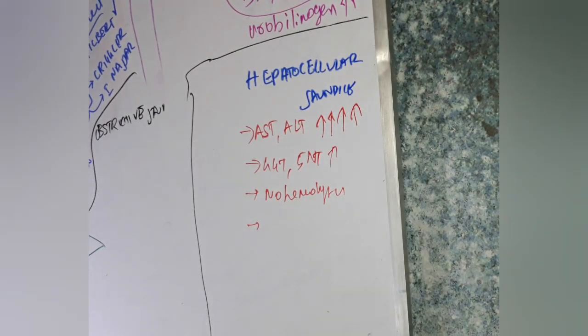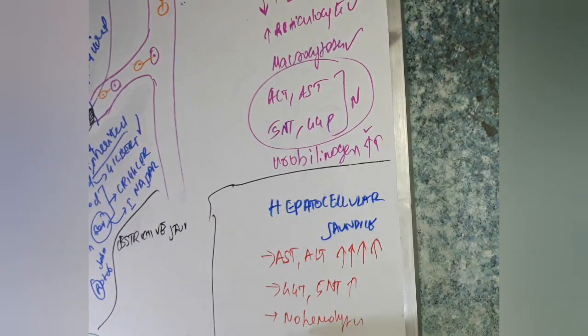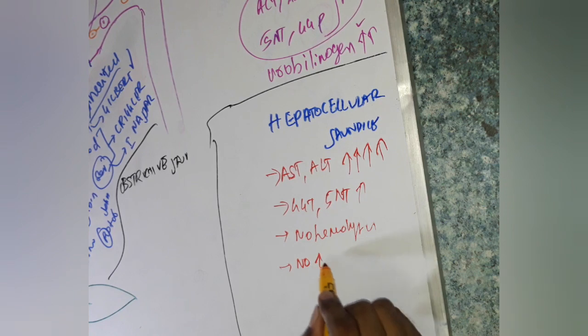At the same time, there is no feature of increased erythropoiesis. Fine. So I cannot see reticulocytosis or macrocytosis. So there is no increased erythropoiesis.